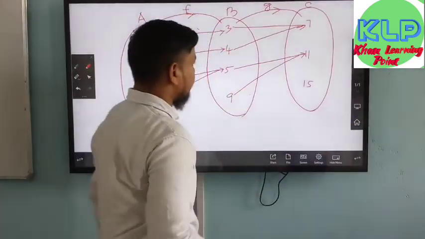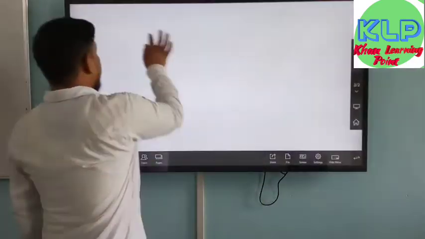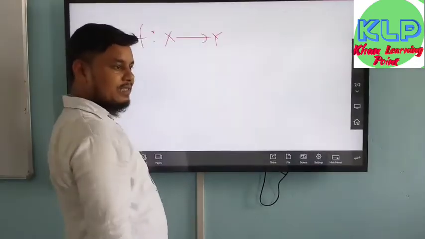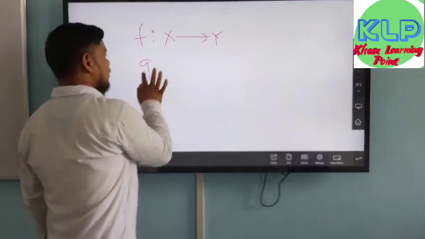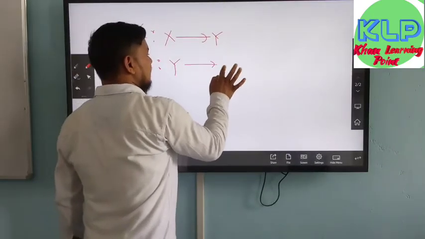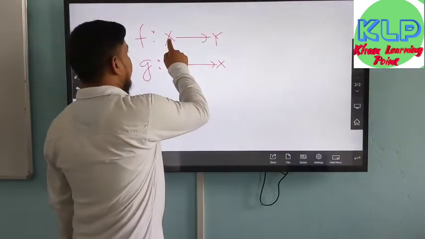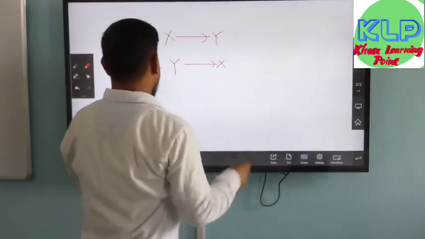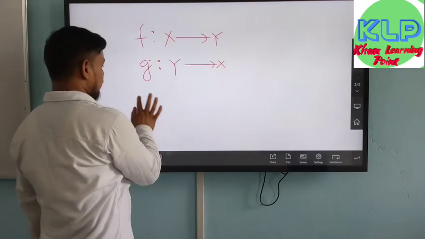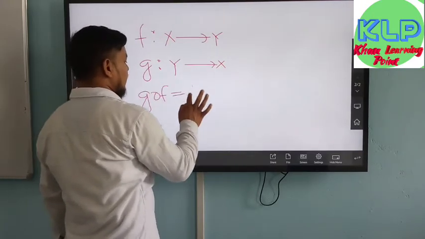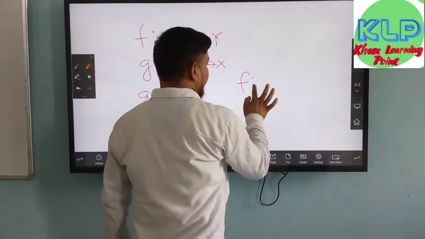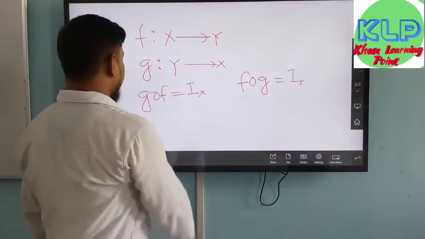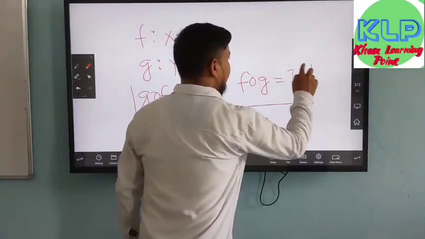Okay, that is, suppose f is a function from X to Y, then the function f is said to be invertible if there exists another function g from Y to X. Here you see, its domain becomes the codomain, and its codomain becomes the domain. Okay, such that gof is equal to I_X and fog is equal to I_Y. Okay, this is the condition of an invertible function.